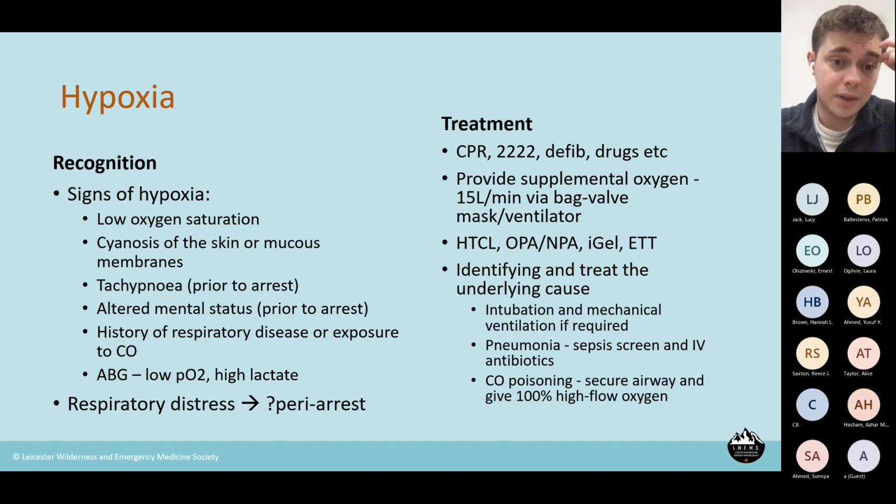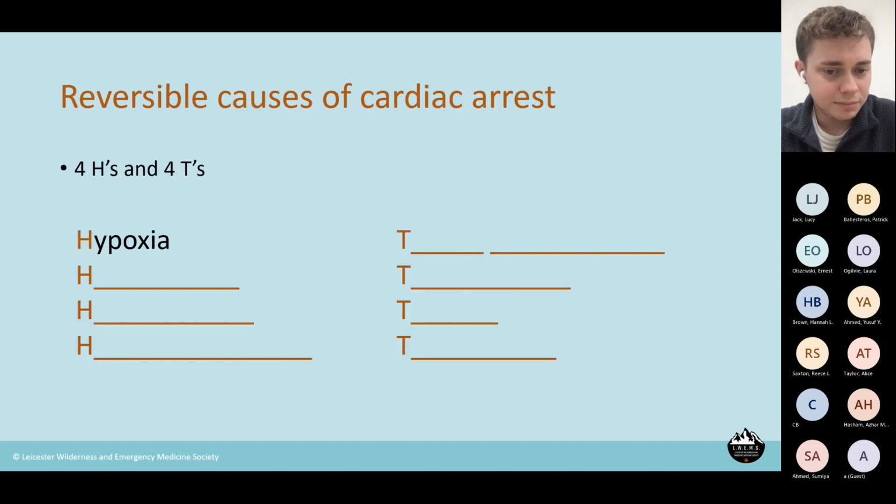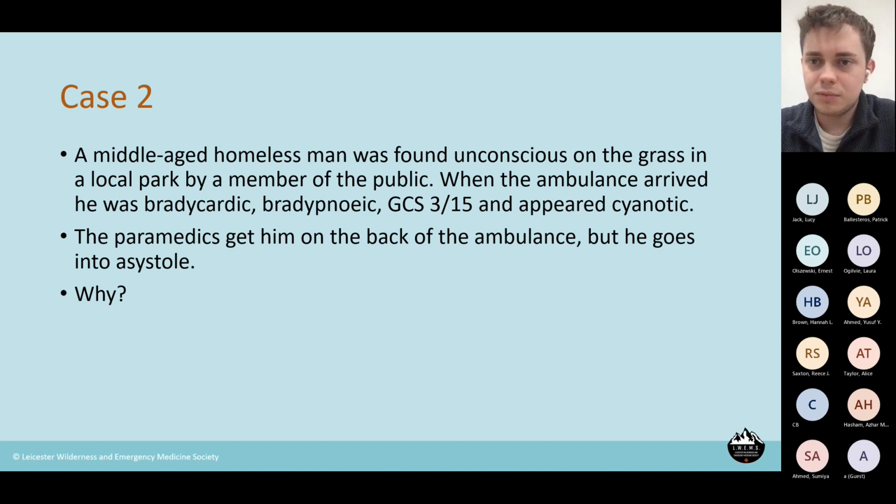So intubation, mechanical ventilation, if you need it. For pneumonia, for example, you might do a sepsis screen, give IV antibiotics. For carbon monoxide poisoning, you'd secure their airway and then give them 100% high flow oxygen to try and dissociate that carbon monoxide. So that's hypoxia, which is one of our reversible causes. So the next one, which I'll put up here.